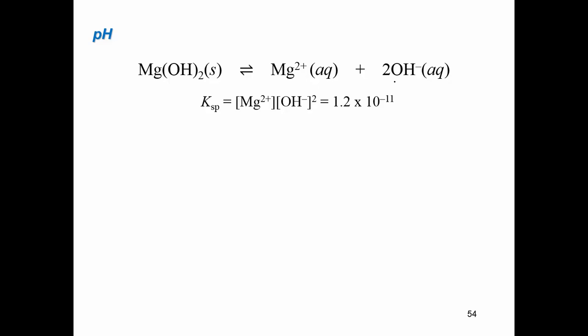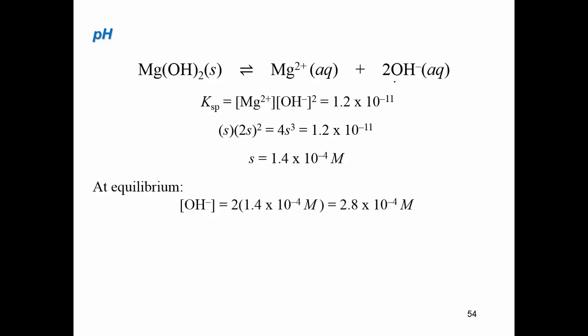So to see how this affects solubility, here's our Ksp equation. And what happens at equilibrium, so our S is equal to 1.4 times 10 to the negative 4. So at equilibrium then, the concentration of hydroxide equals 2.8 times 10 to the negative 4. And the pOH is 3.55, the pH is 10.45 at equilibrium with solid magnesium hydroxide.